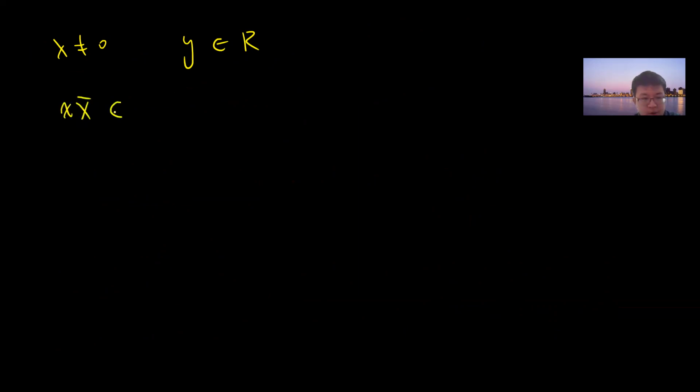Now we go to the general case. Suppose you get x non-zero, and y is an arbitrary element, and you want to do the division. Notice that x bar x is a positive integer. So we do the same computation, but for y x bar.